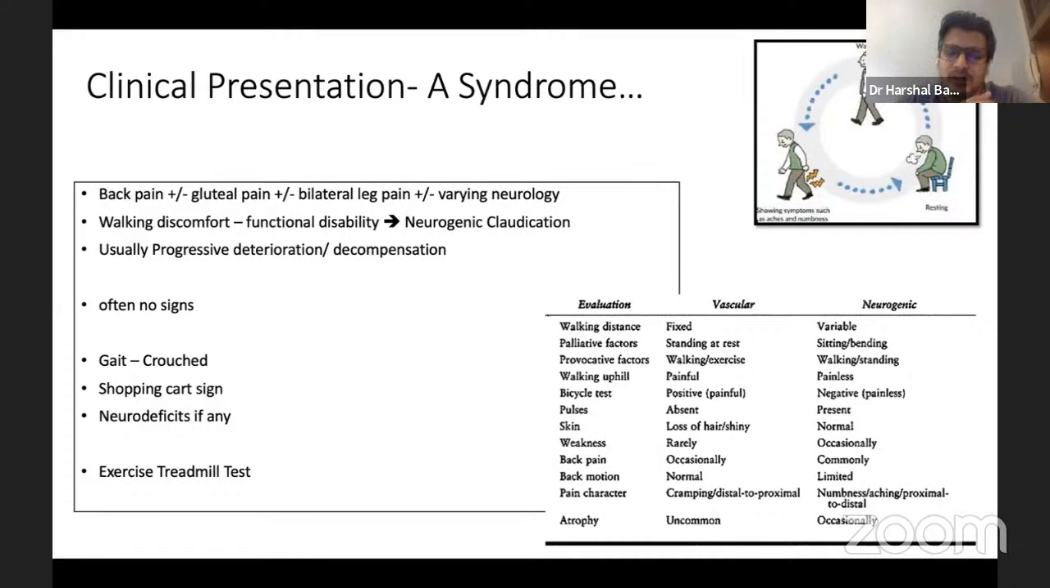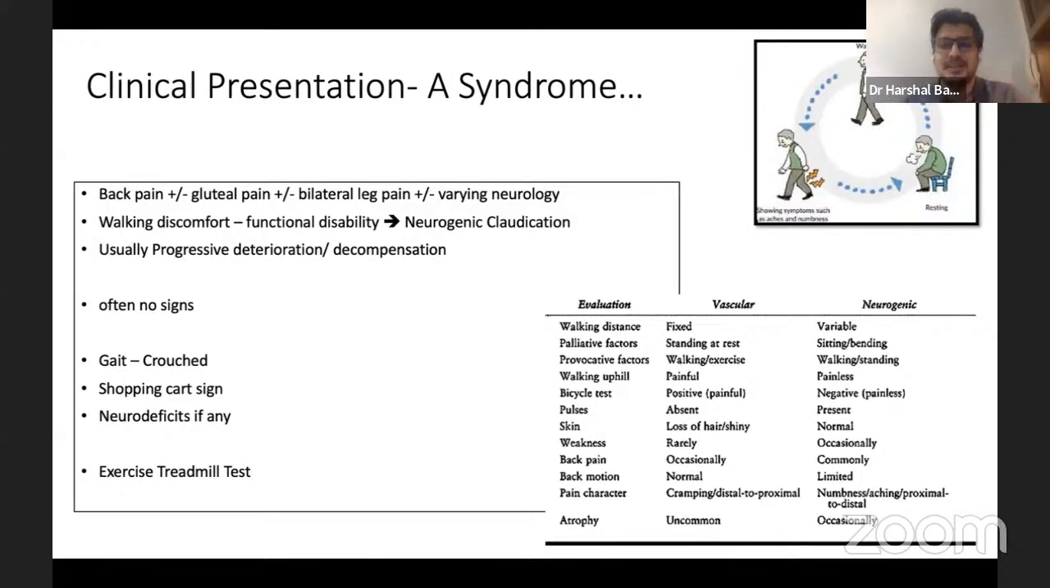There's a slow and cautious gait. Shopping cart sign or forward bending sign is more often than not positive. Neurodeficits will be seen as and when they're present. A treadmill test can be done, but it is not typically done for our diagnosis, because the diagnosis is more apparent.